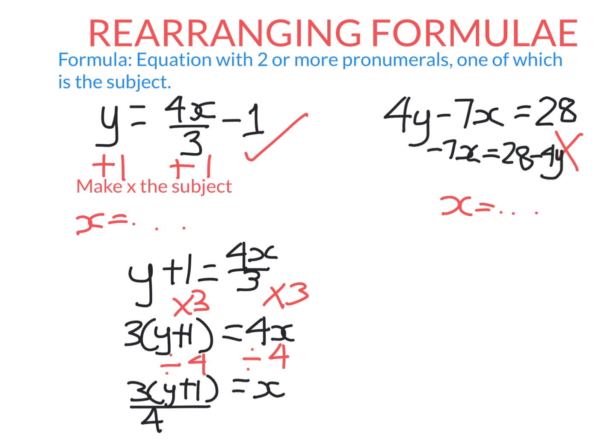Okay, now I want to get x by itself. I need to divide each side by negative 7. So I divide everything by negative 7. Negative 7x divided by negative 7 is x. 28 divided by negative 7 is negative 4. Now I have to divide negative 4y by negative 7. I can just write that as positive because negative divided by negative is positive, 4 over 7y. There we are, done. All right, let's look at a harder example now.